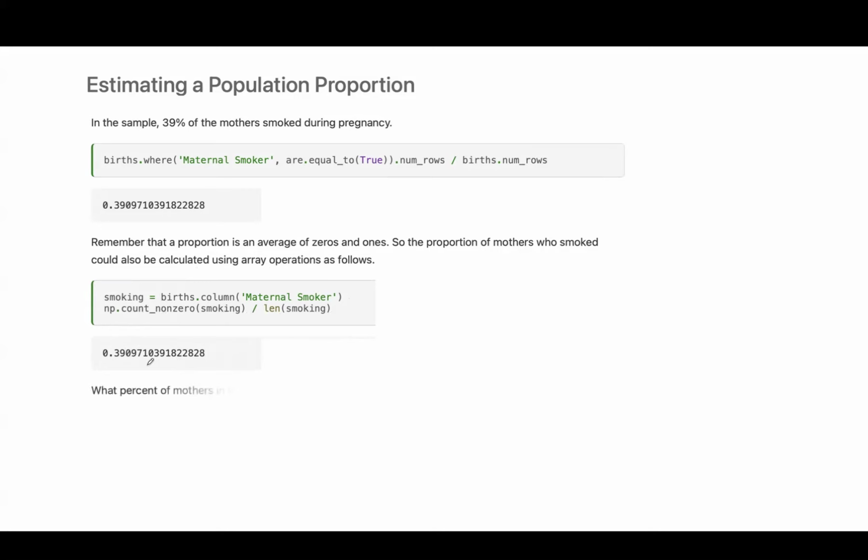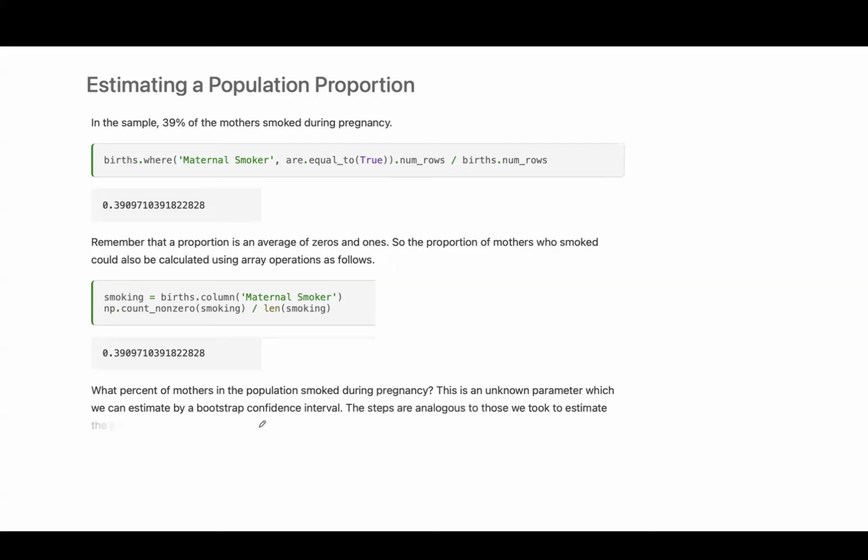or about 40%. So the question is, what percent of mothers in the population actually smoke during pregnancy? This is an unknown parameter. We don't have that piece of information. We can estimate it by bootstrap confidence interval. The steps are analogous to what we did before for median and the mean.